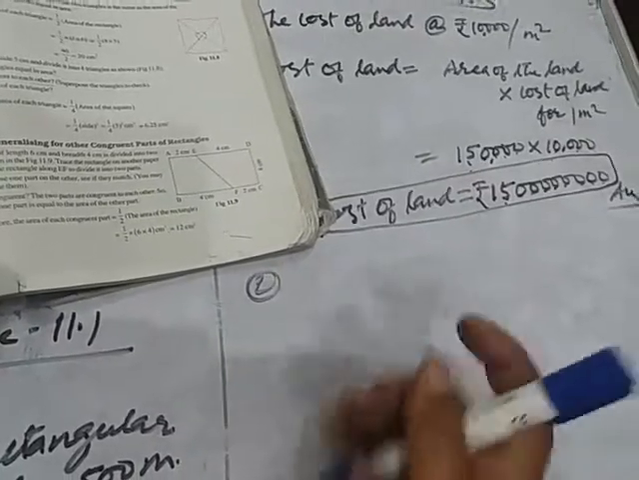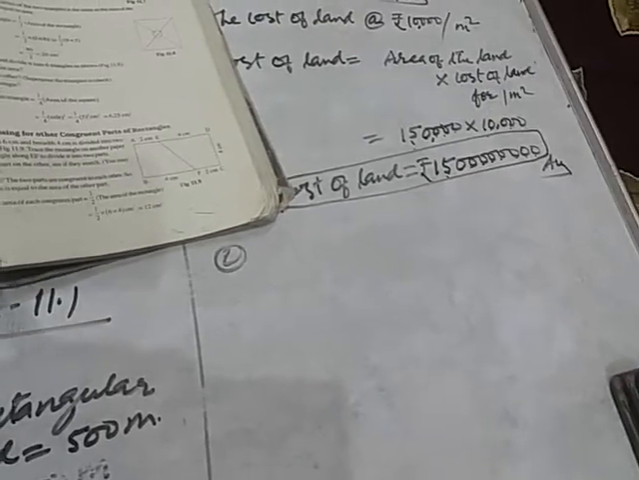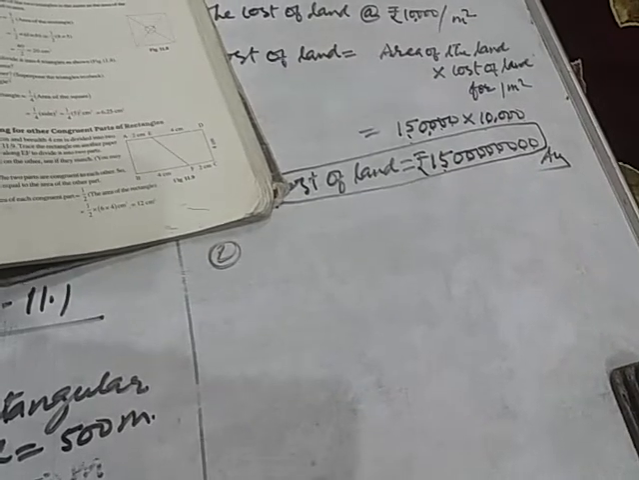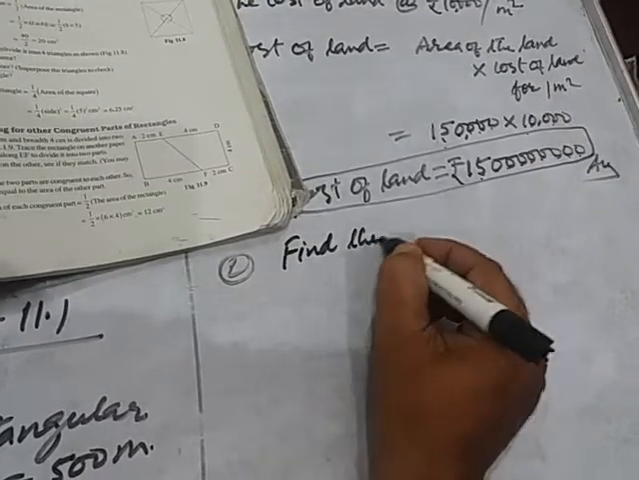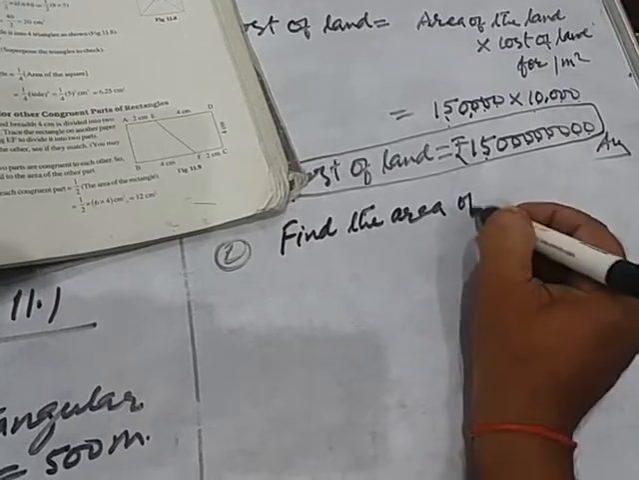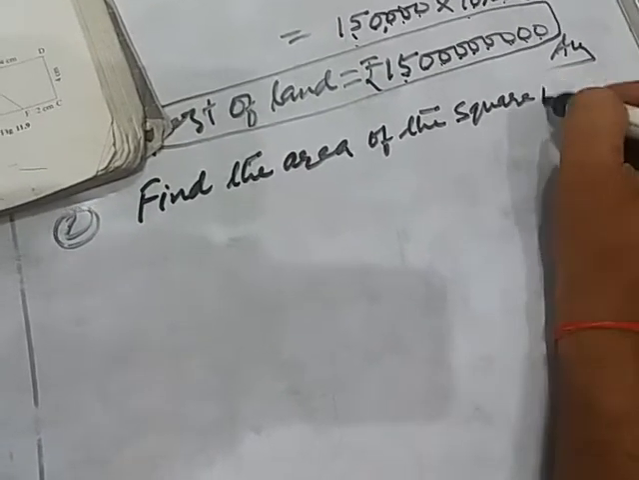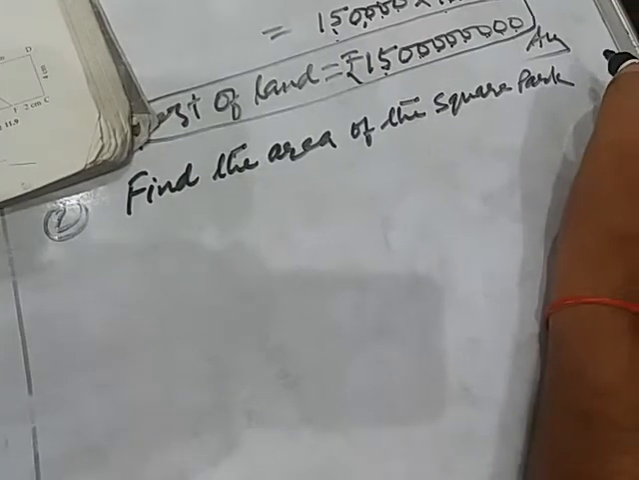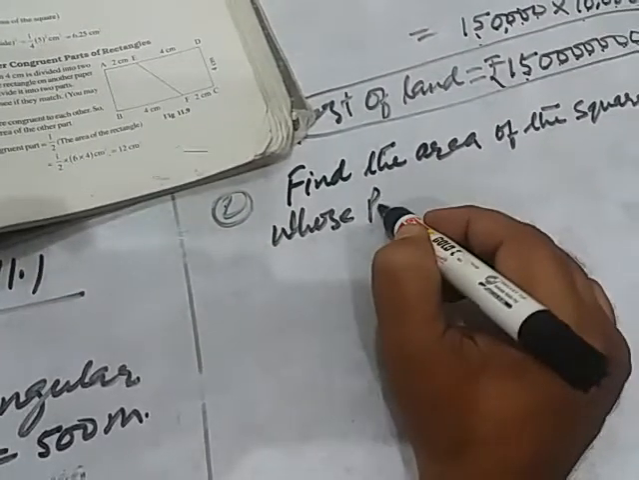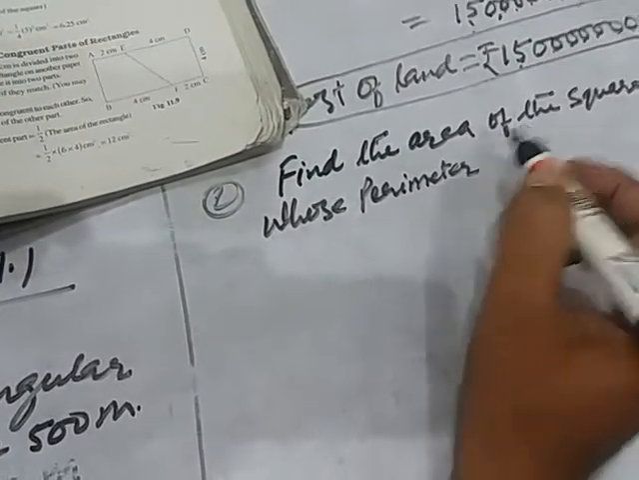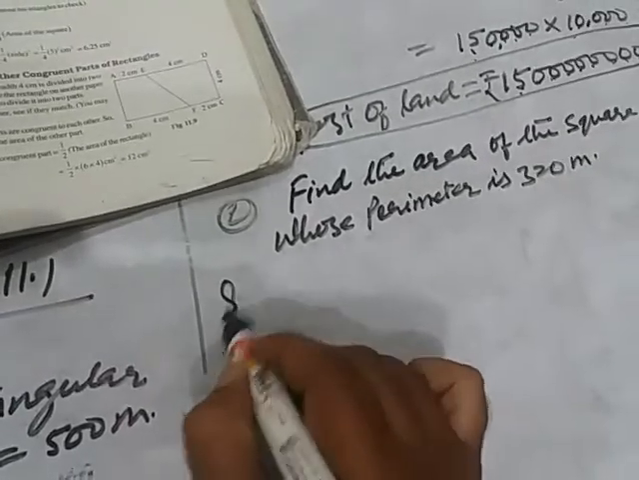Question number 2. Find the area of a square park whose perimeter is 320 meter. Okay, start solving.